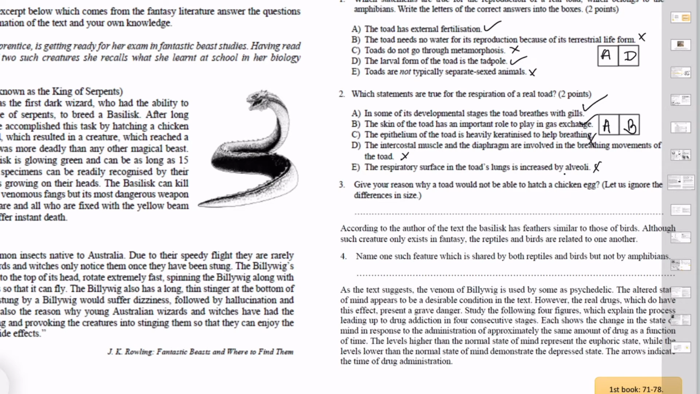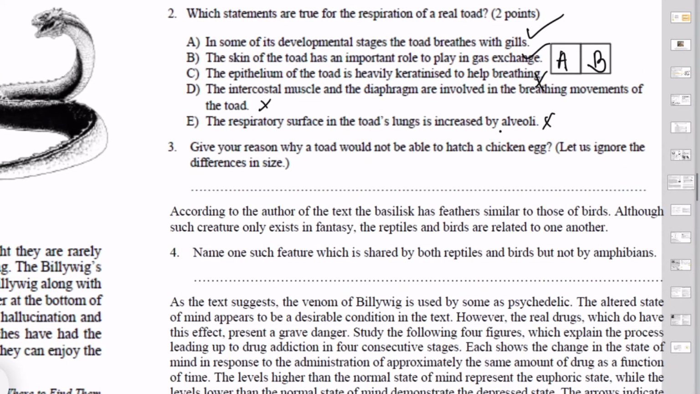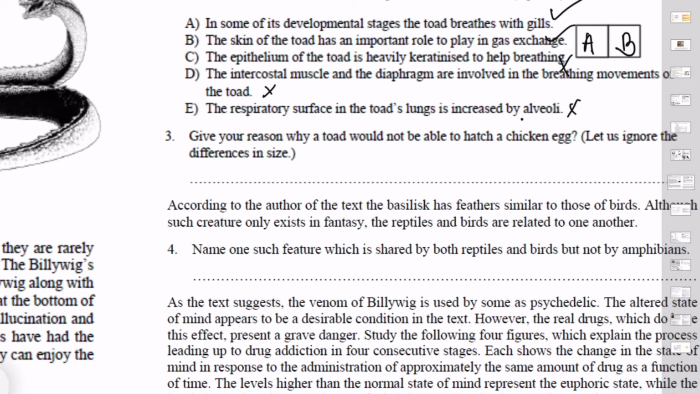And that's the reason why it's impossible for them to hatch a chicken egg, because they can't keep the eggs warm. Okay, so we write down here that toads are poikilothermic.